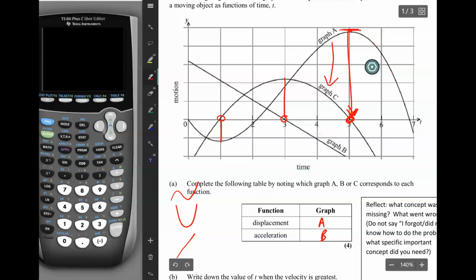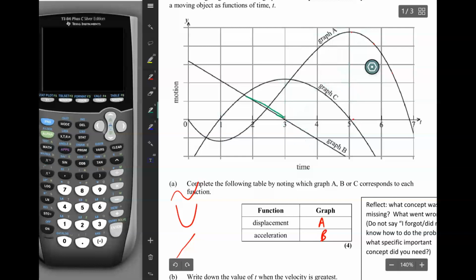And then if we look here, we see that the flat part of graph C maps to the 0 point of graph B, which also would indicate that if you take the derivative of graph C, you get graph B, which again means that graph A is the displacement and graph B is the acceleration. Okay? Let's look at it one more way. Let's look at it looking at slopes. Let's look at where graphs are positive and where they're negative.